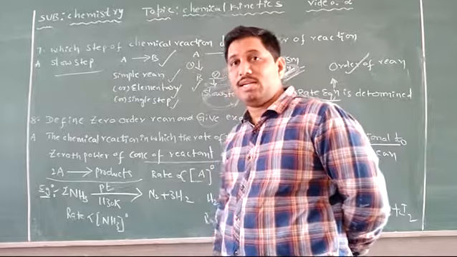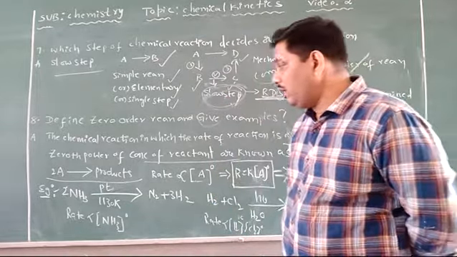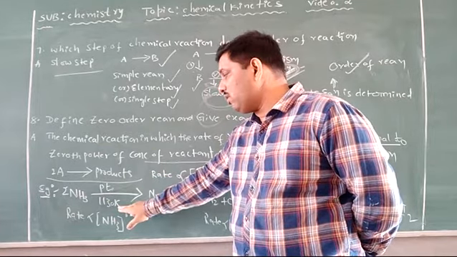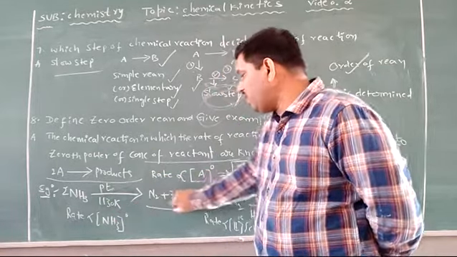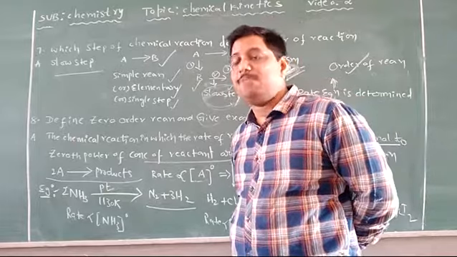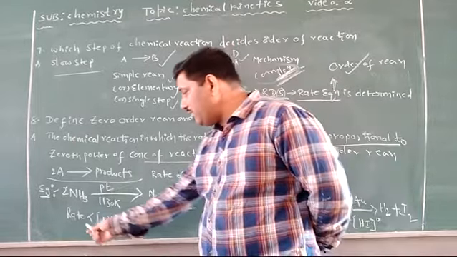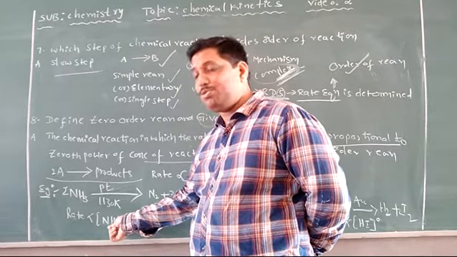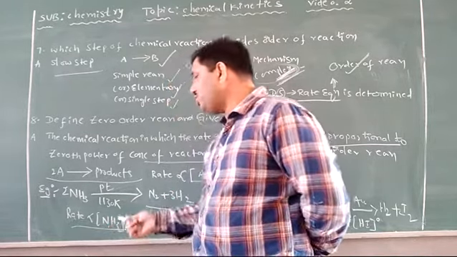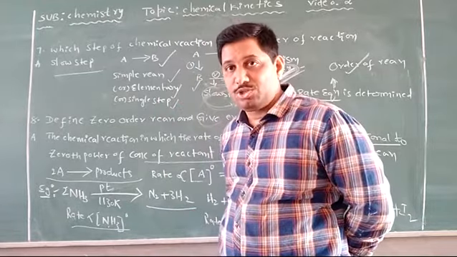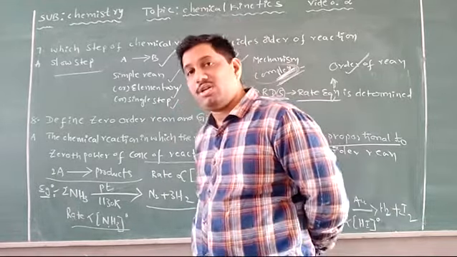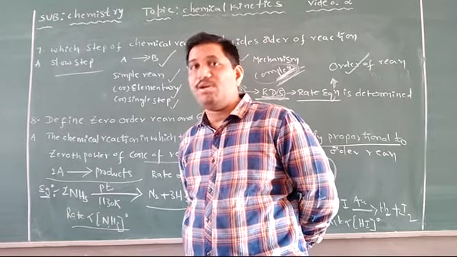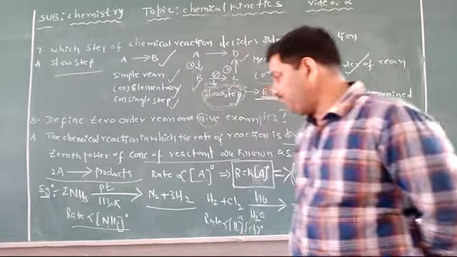Three examples are there. These are the memory-based examples by our student. Decomposition of ammonia in the presence of platinum at 1130 Kelvin to form nitrogen and hydrogen. Here, the rate of the reaction is directly proportional to the concentration of reactant, that is ammonia, to the power of 0, because it is a zero order reaction. Decomposition of ammonia in the presence of platinum at 1130 Kelvin is a good example of a zero order reaction.